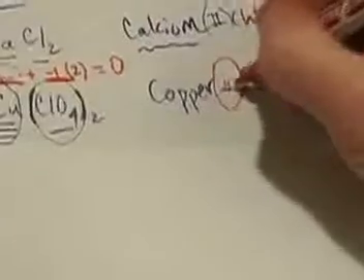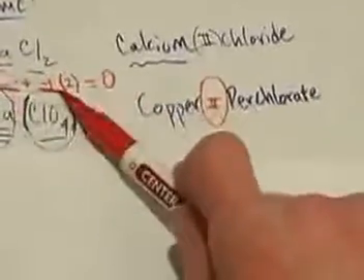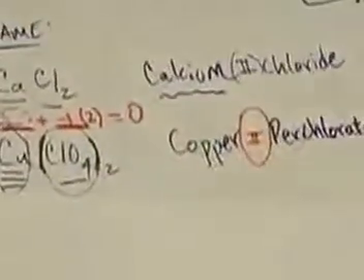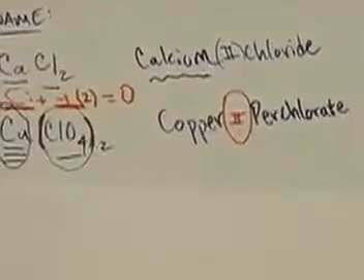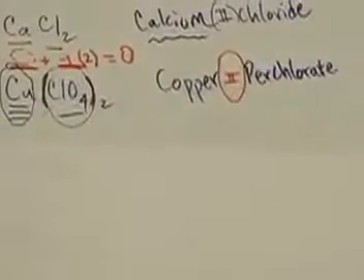Therefore, I'd put a Roman numeral 2 in the middle here, indicating that copper is a +2 charge. Because remember, whatever this charge is, plus this total charge here, has to sum to 0. So whenever you don't know what the Roman numeral is, you have to write a little mathematical equation like this to figure out what the charge could be.